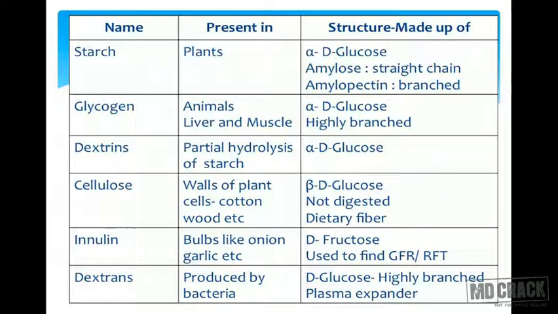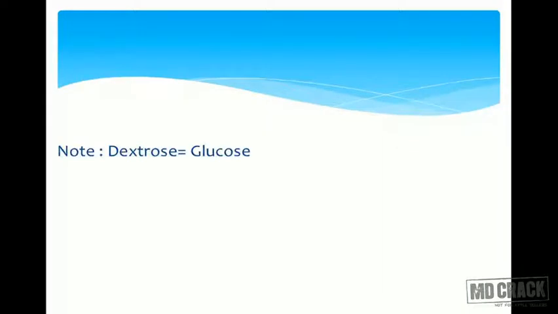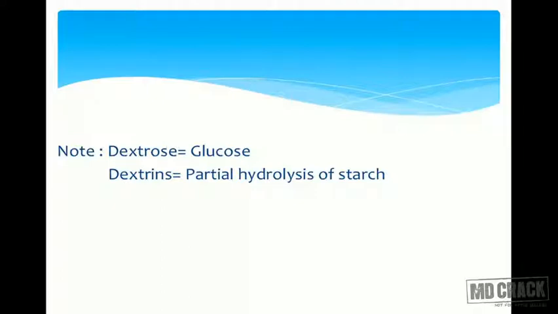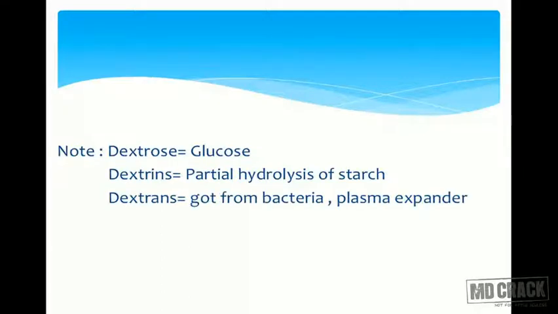So here we have got three terminologies. But what is the difference? For example, dextrose is glucose, dextrin is formed because of partial hydrolysis of starch, and dextrans are got from bacteria, they are the plasma expanders. Let us not get confused between dextrose, dextrins and dextrans. The spelling becomes important here.